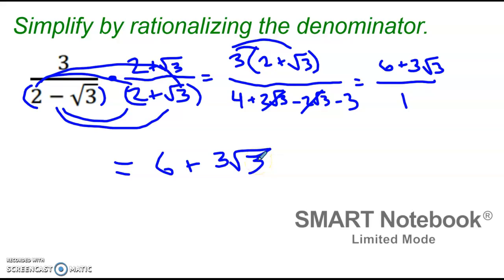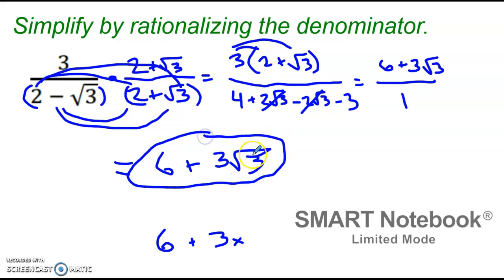Avoid the temptation to add 6 and 3. You might be tempted to think, well, isn't our final answer 9 root 3? No, it's not. Remember, a binomial like this cannot be simplified, because this is the same thing as saying 6 plus 3x. Remember, we treat this radical sign just like we would a variable. So it's like combining like terms. I can't combine 6 and 3x. I can't combine 6 and 3 root 3. So our final answer is just 6 plus 3 root 3.